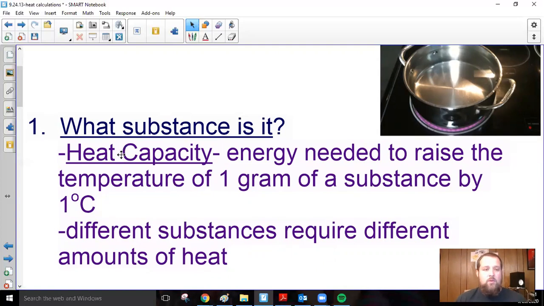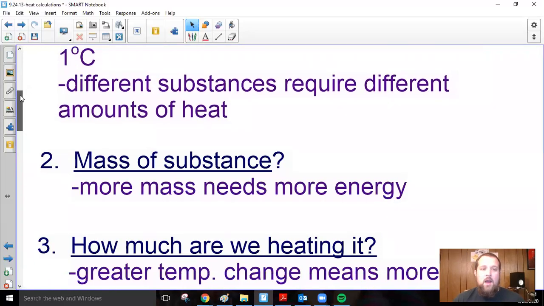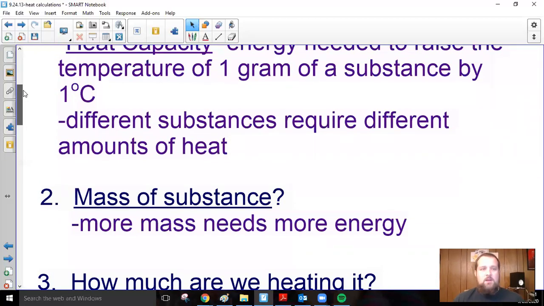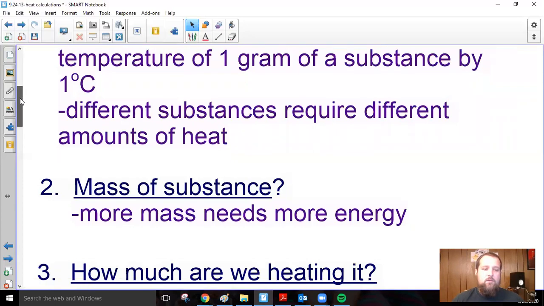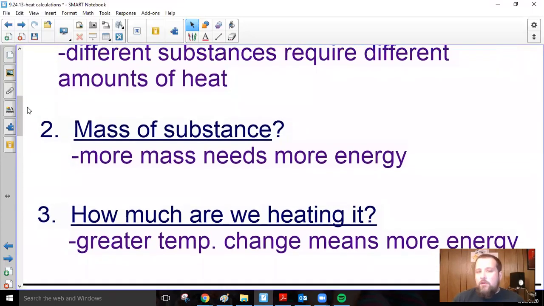So if we want to do math, one thing we need to know is what substance is it? And every substance has its own heat capacity. It's a specific number that you can find in a table, or the question will tell you what that number is. Other things we need to know: how much energy does it take to boil that water? Well, we need to know how much water is it? What is the mass? It takes more energy to heat up more stuff, less energy to heat up less stuff. It's pretty straightforward.